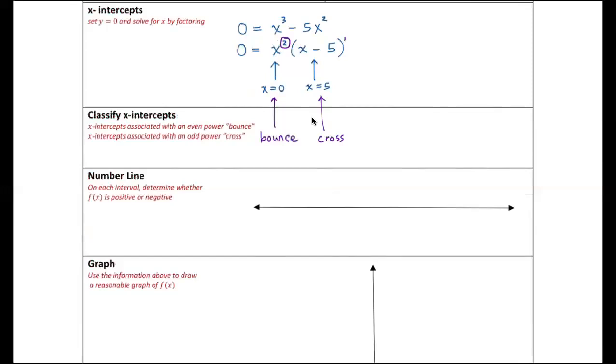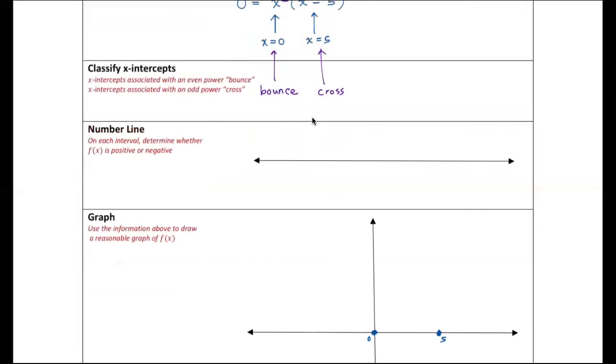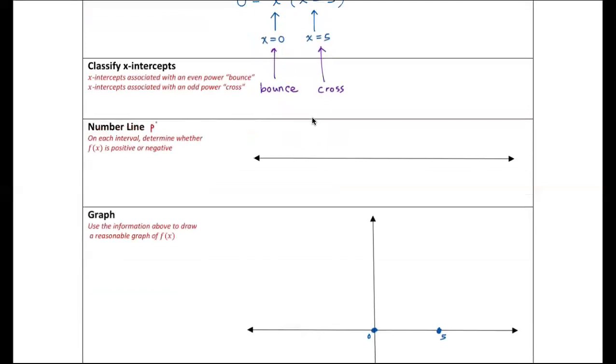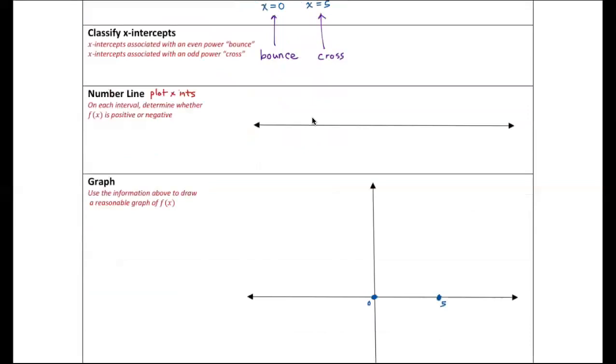Okay, so we better use our number line. I guess I should have said on here that we should plot the x-intercepts, so maybe I'll write that in here, and I'll add that to my template. Plot the x-intercepts first. So the x-intercepts were at, let's see, 0 and 5, right? Okay.